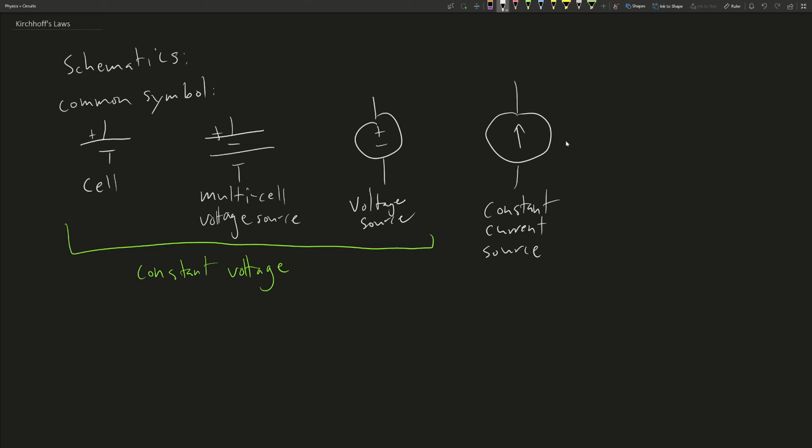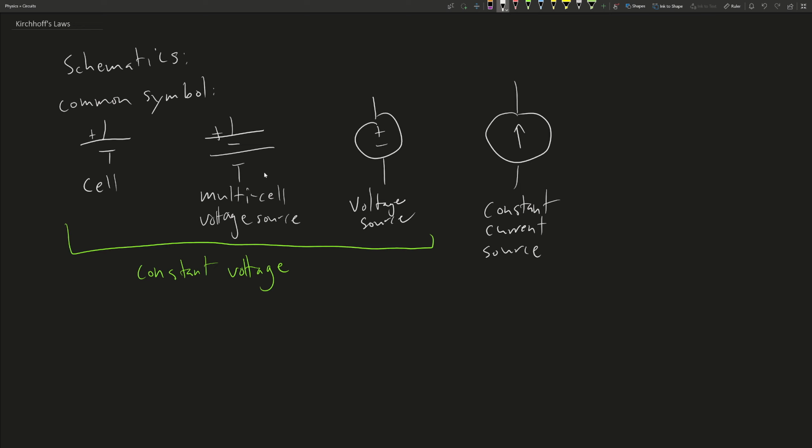So if this was a 1 amp constant current source, then this branch will always have 1 amp flowing through it, regardless of what the rest of the circuit looks like. So the voltage across this constant current source can change, but the current stays the same. Whereas for constant voltage sources, the voltage across them stays constant while the current through them can change.